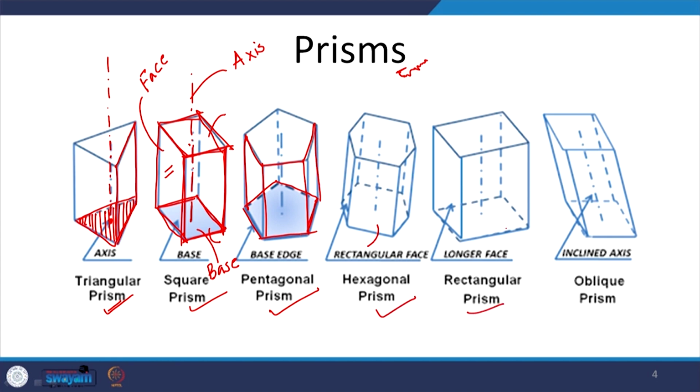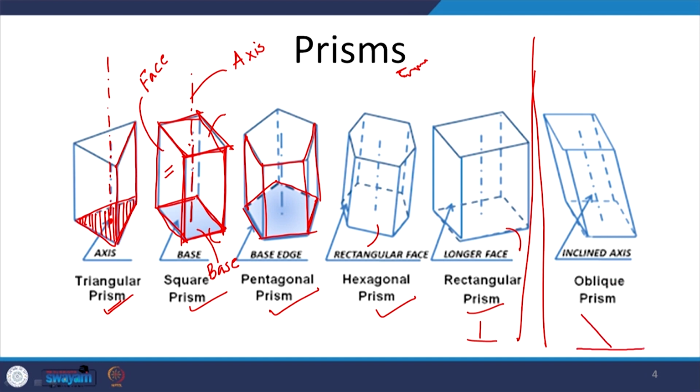Rectangular prism, the base changes to rectangle. All these are regular prisms with perpendicular axis. So, within prism, we will have two categories. One where the axis is perpendicular to the base and the other one where the axis is making a certain angle with the base. So, it is not perpendicular.